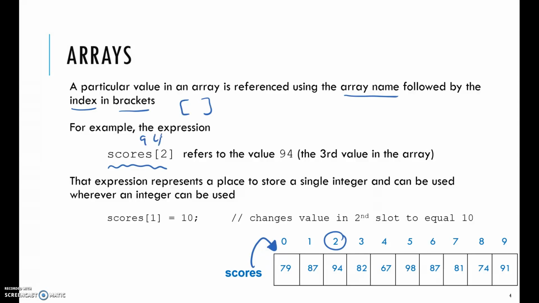Now, we can do lots of things with this array notation. For example, if I look at this next line of code here, I remember we always assign from right to left, and I'm going to replace the entry in spot 1 with 10. So that would change this value to now be equal to 10.